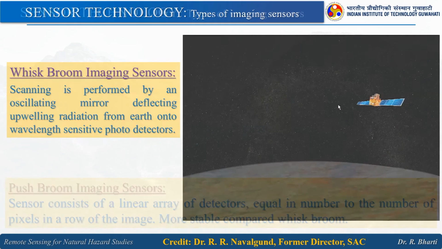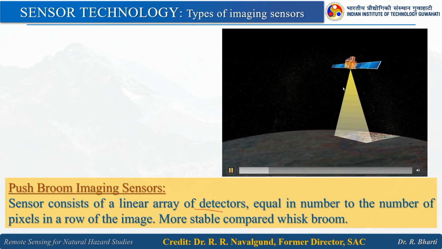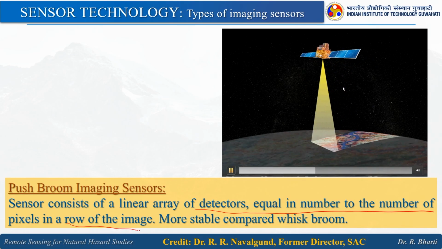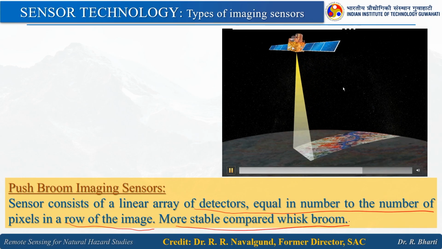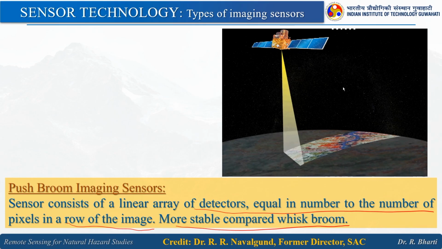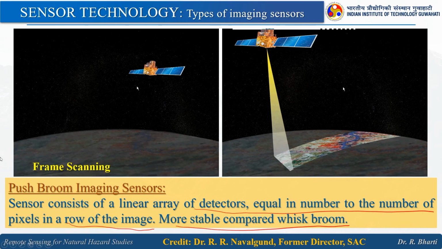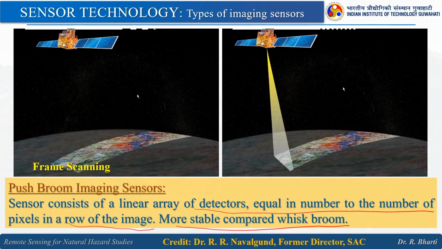When we talk about the other technology, which is push-broom, I have another video, so maybe you will see that. The sensor consists of a linear array of detectors equal in number to the number of pixels in a row of the image. It is more stable compared to Whisk-broom, because here there is no oscillating mirror, and this is frame scanning. In frame scanning you see the whole frame, meaning the number of detectors will be equal to the number of pixels in your image, right.